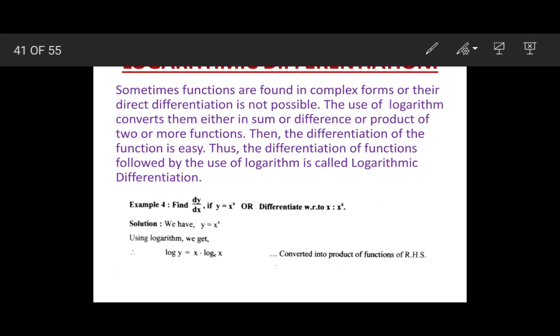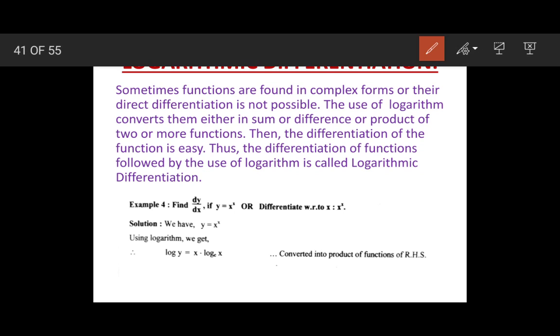What does this mean, right? Two mathematical terms, two mathematical definitions. So students, sometimes we observe that the given function is a very complex function. Okay, directly we cannot differentiate that function. So in such cases we convert that function into logarithmic form and then we differentiate that logarithmic function. Okay, so let us start with an example.